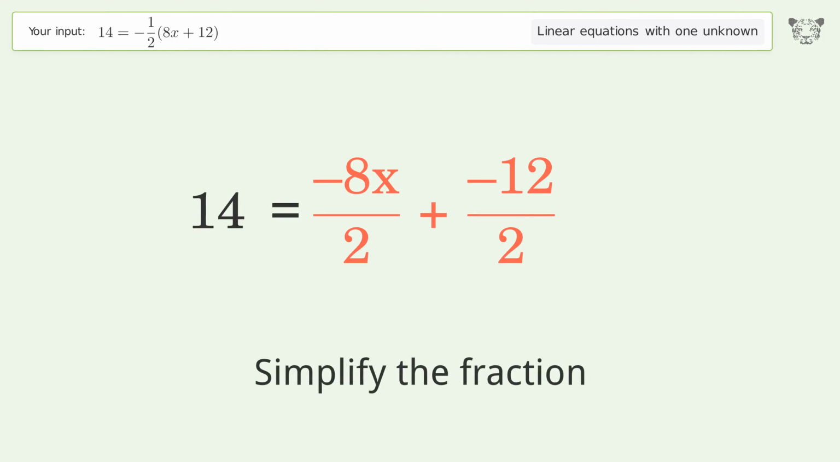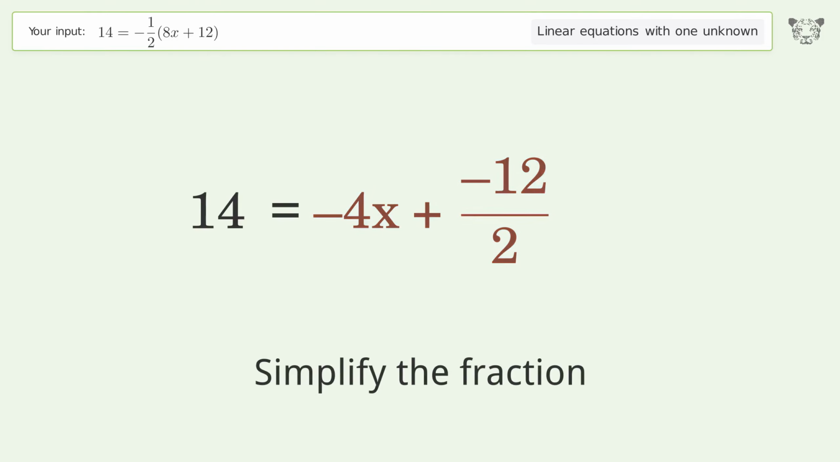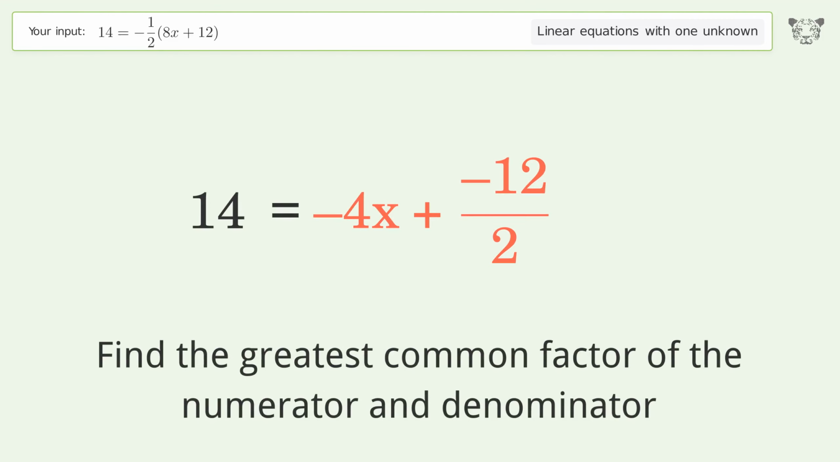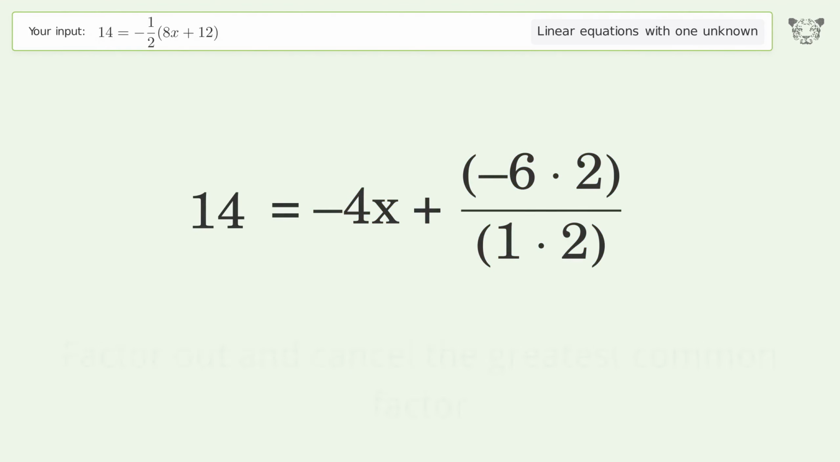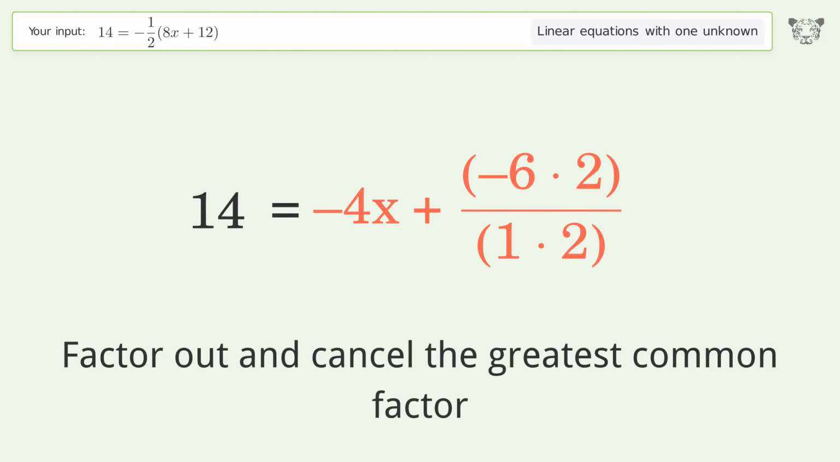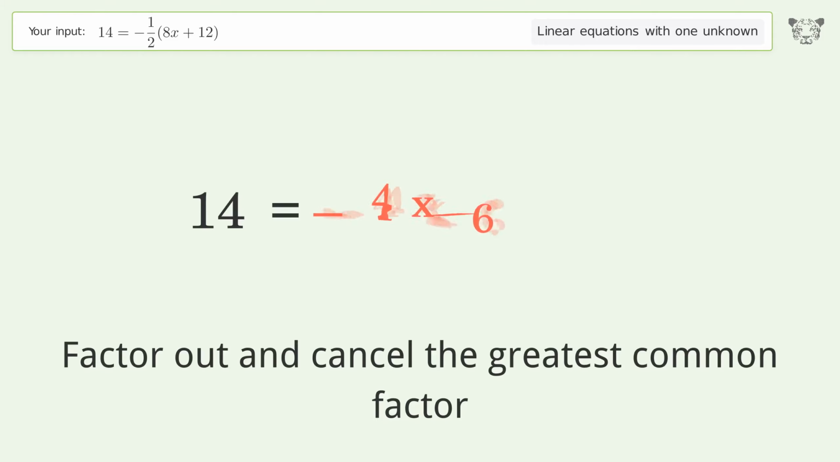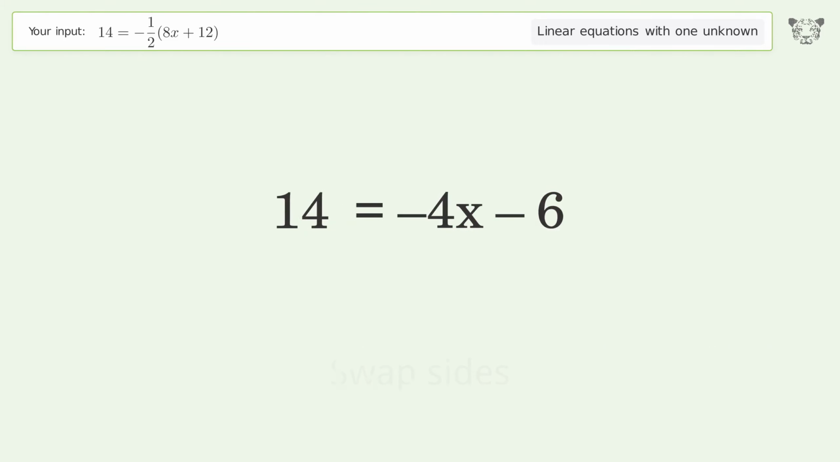Simplify the fraction. Find the greatest common factor of the numerator and denominator. Factor out and cancel the greatest common factor. Swap sides.